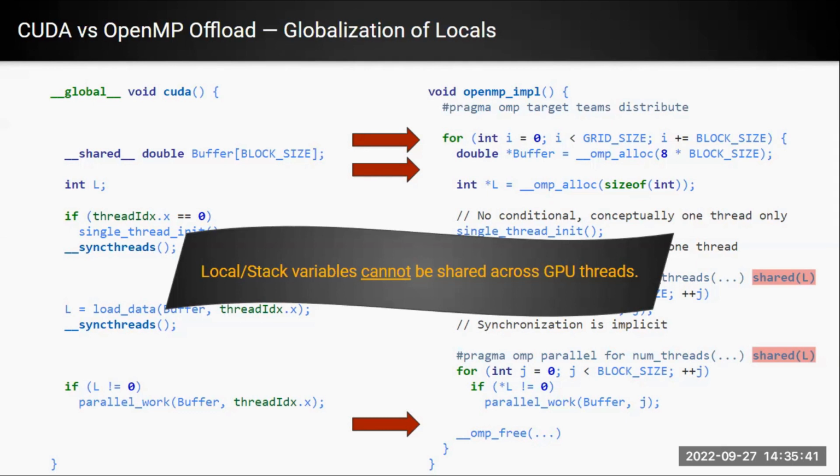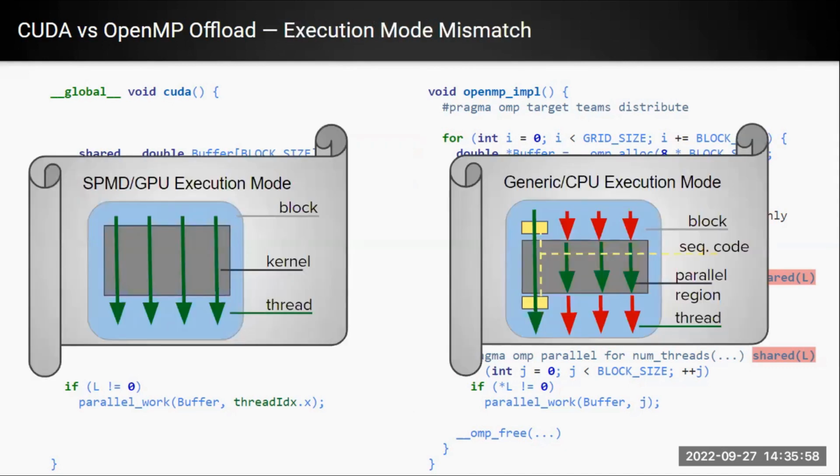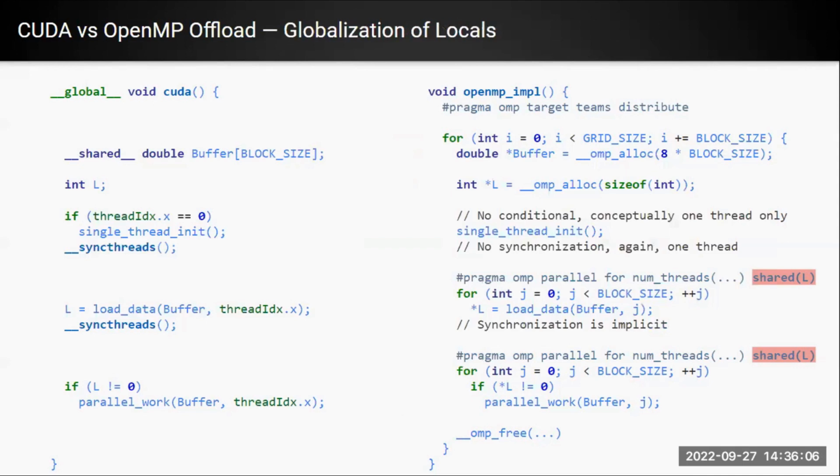So Clang as a front end has to change those local variables to runtime allocations of a proper size, and then we have to free them at the end and so on and so forth. So that is something Clang does for you because it has to. And then remember, we have the SPMD GPU execution model versus the generic CPU execution model. So we have all of that state machine stuff.